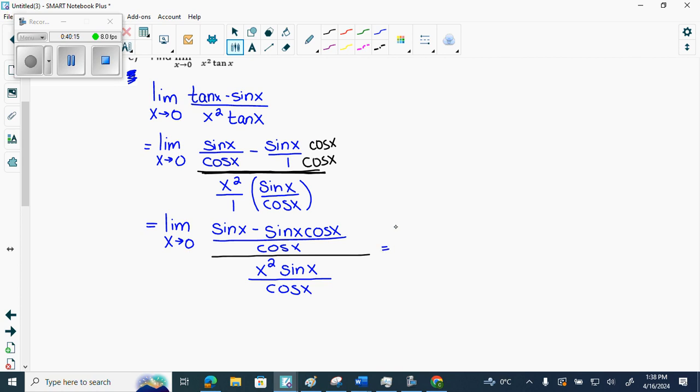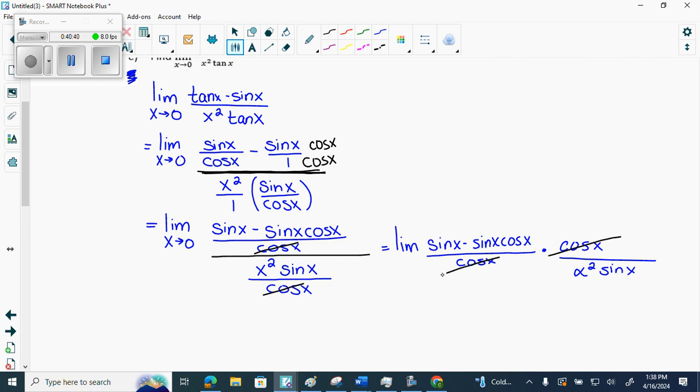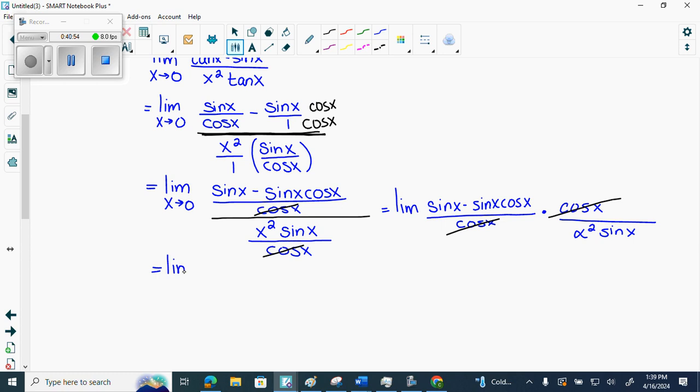If you want, I can show you the middle step. The reason why these can cancel is because we can go sine x minus sine x cos x over cos x. This black line's division, so we can multiply by the flip, cos x over x squared sine x. And then the cos x's just cancel off, right? So that's why when you have denominators that are the same in a full fraction, they can cancel because of the invert and multiply step. So now we are actually left with sine x minus sine x cos x over x squared sine x.